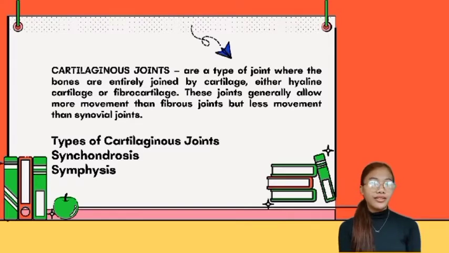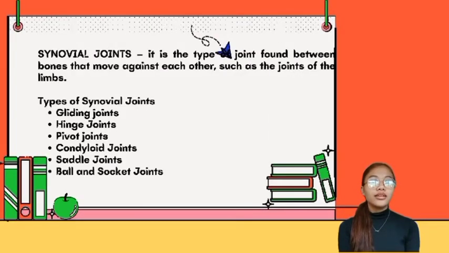Second is the symphysis, which consists of a compressible fibrocartilaginous pad that connects two bones. This type of joint allows for some movement. The hip bones connected by the pubic symphysis and the vertebrae connected by the intervertebral disc are two examples of symphysis. So, let's proceed to synovial. We're done with fibrous joints and cartilaginous joints. Synovial naman. Synovial is also known as diarthrosis.